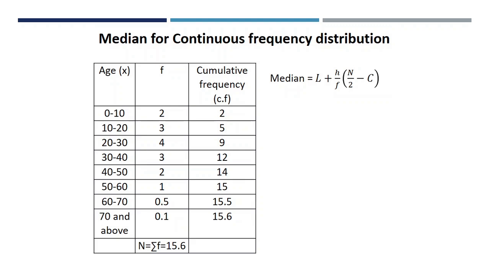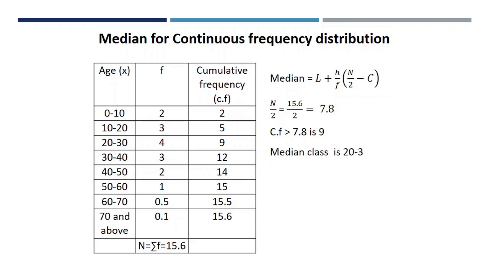Now use the formula to find the median as L plus H by F into N by 2 minus C. For this, first find the value of N by 2, which is, N is 15.6, so 15.6 by 2 is 7.8. Now find the cumulative frequency just greater than 7.8. Cumulative frequency just greater than 7.8 is 9. So the class corresponding to that is 20 to 30. So this is the median class. So median class is 20 to 30.